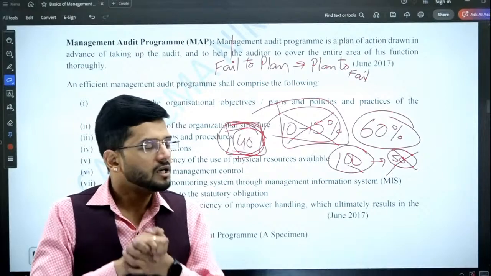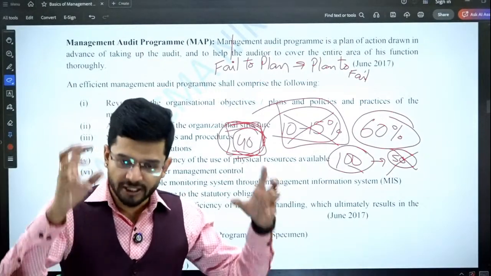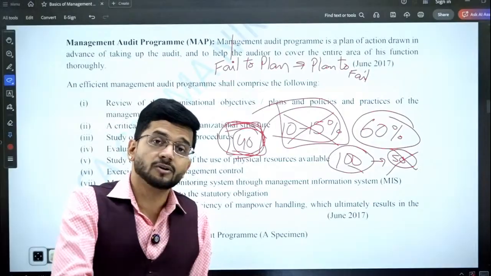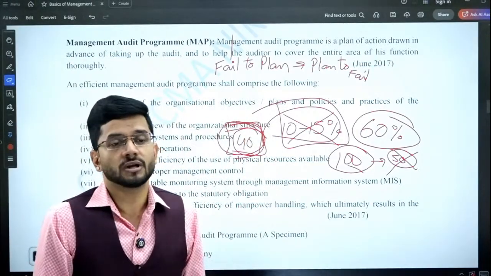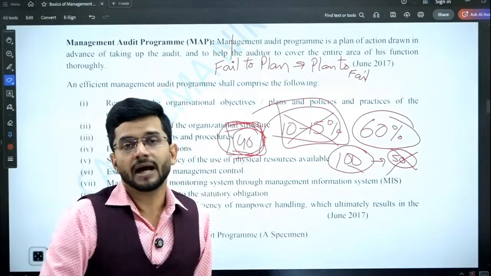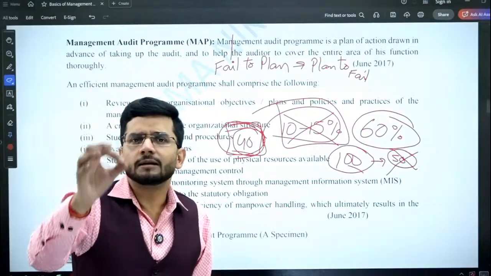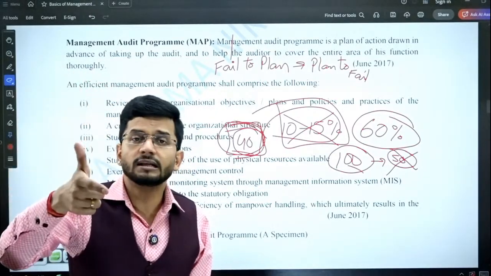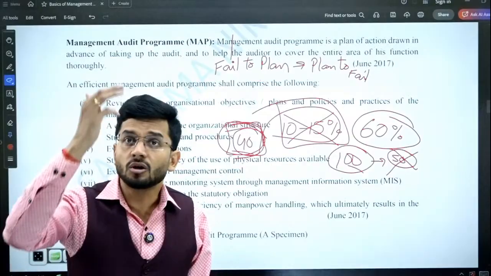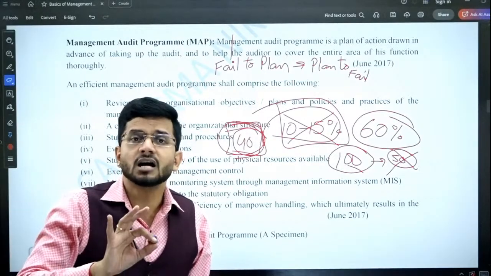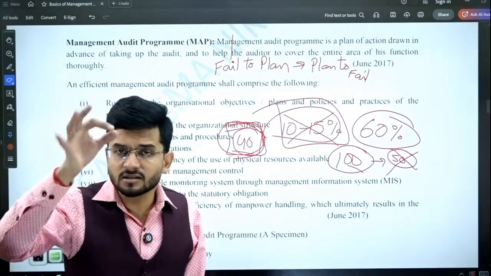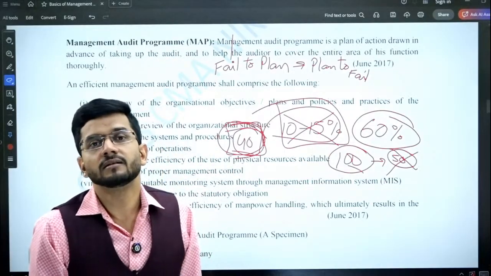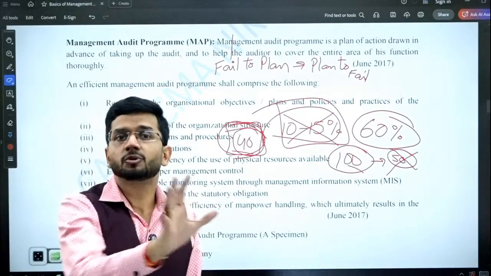Management audit also requires a hell of a lot of planning. Detailed planning is required for management audit also. So before starting management audit, you need to prepare a program which is known as management audit program, and that program should minutely tell how many people will be doing the audit, what all areas are to be done, who will do what area, how much time will be required, what all things will be seen, what all documents will be asked from the client, what assistance is required from the client. Everything should be jotted down before the audit starts. This is known as management audit program.